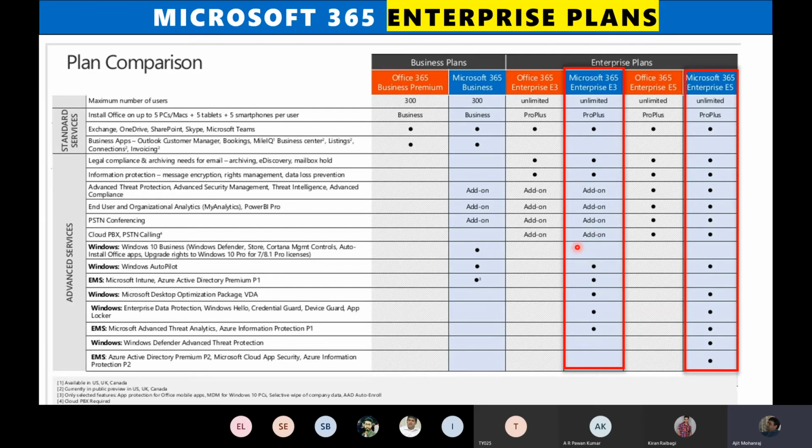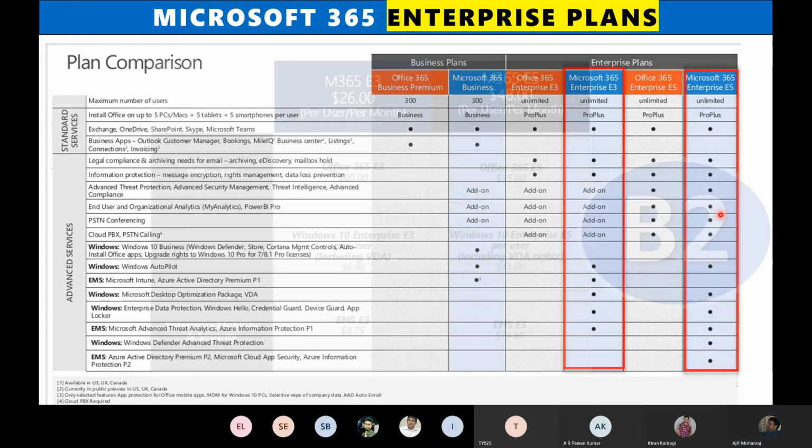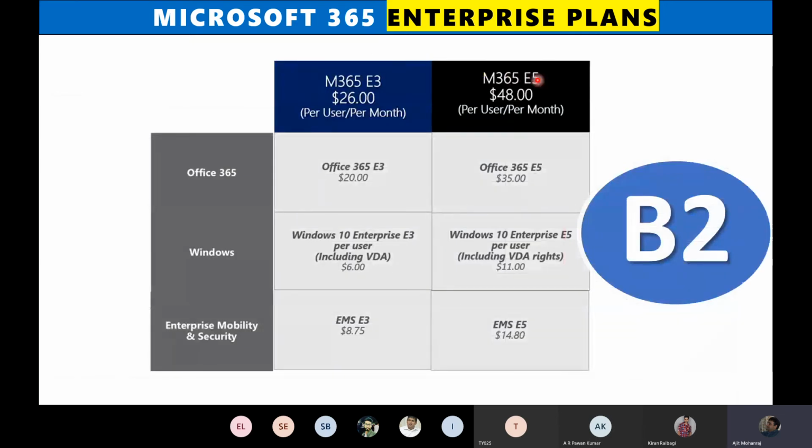The difference between the E3 and the E5 plan is here for you to see. All the ATP protection, right, is not there in the E3, but is there in the E5, as well as your Windows Defender ATP, and the full-blown suite of EMS here. So if you ask me, a good deal is the M365 E5 plan.